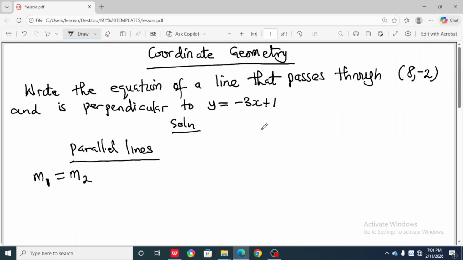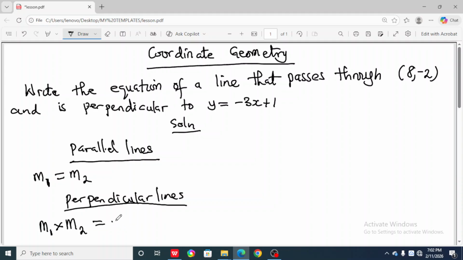But based on this question, we need to focus on the perpendicular relationship. So for perpendicular lines, the gradients of the two lines, let's say the first one is M1 multiplied by M2, must be equal to minus 1. This is the relationship when the lines are perpendicular.